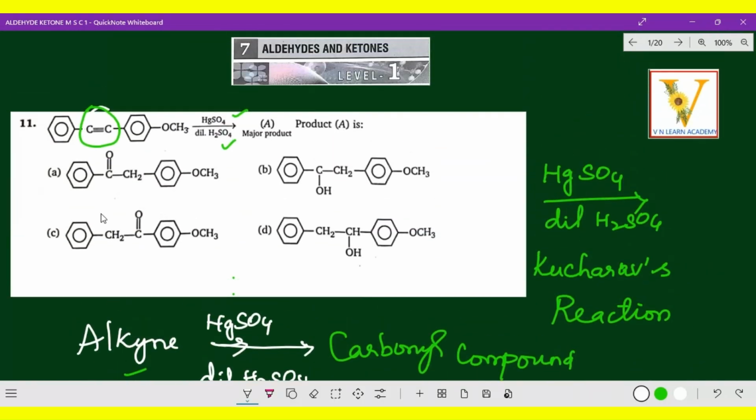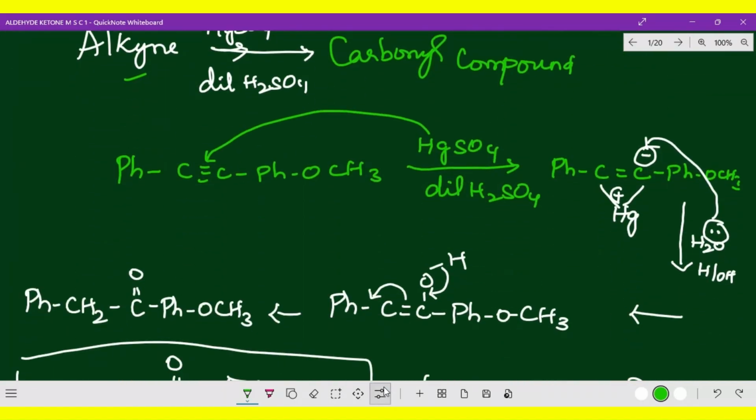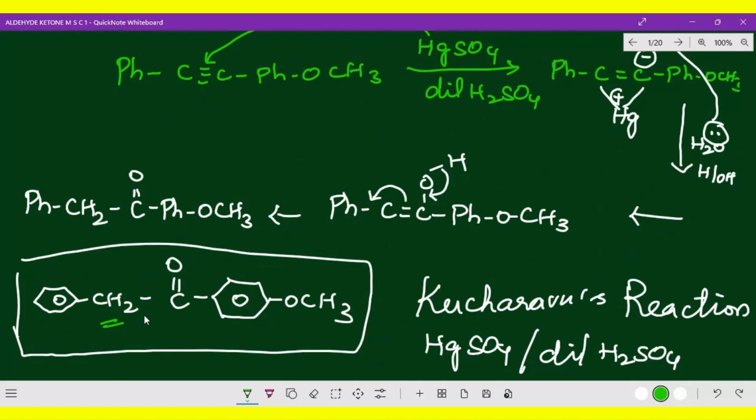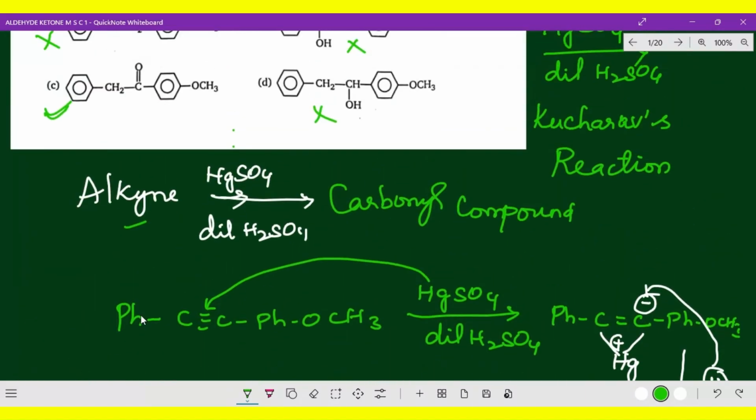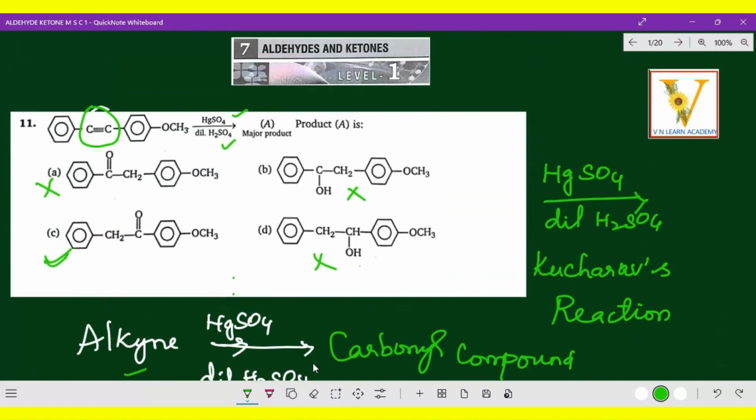So which is the correct option? Ph, CH2, C double bond O, OCH3. This is not the correct option, and this one is not either. This OH will not be coming, and I just mentioned carbonyl compound only. So for a carbonyl compound, the correct option has C double bond O attached over here. As I mentioned, option C is the correct option. I hope you got the clarity. Come on, let's go to the next question.